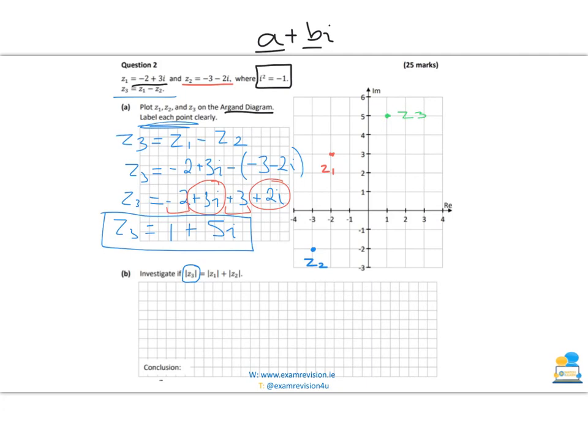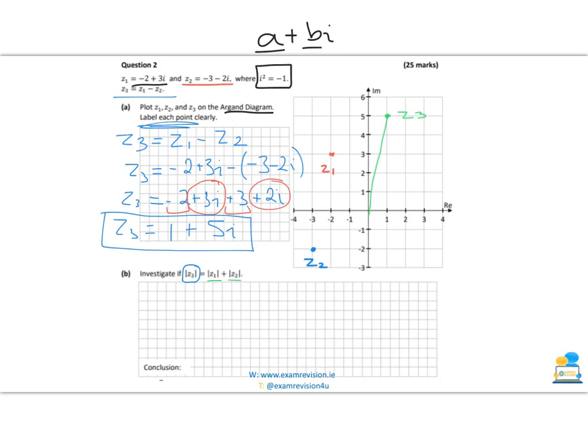Now, sorry, forgive me, that's not a very straight line, but you get the idea. That's the straight line distance using a ruler down to the point 0, 0. So they're asking us to investigate if that distance is the same as the distance from Z1 to the origin plus the distance of Z2 to the origin.